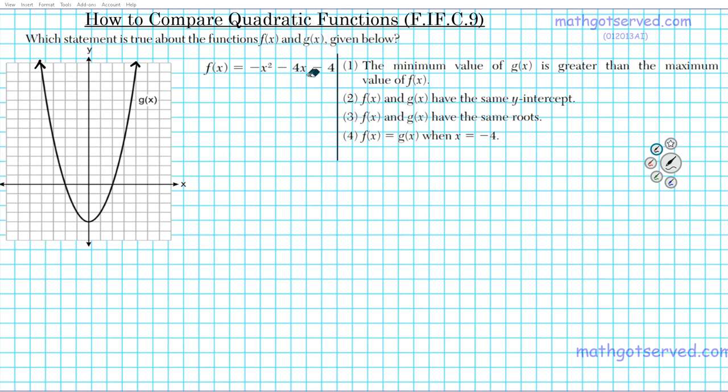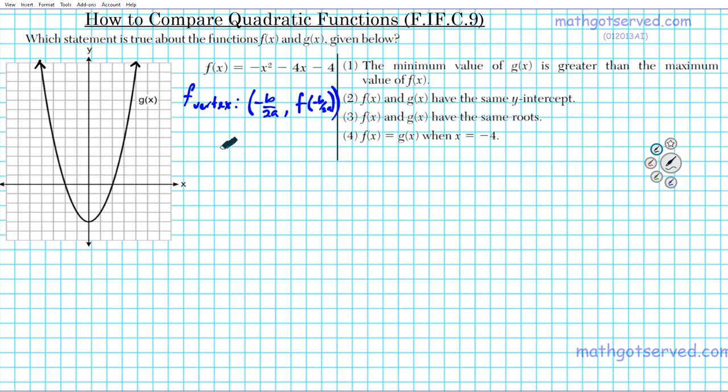To graph f of x, we basically just need the vertex and then pick 2 points before and after, to the left and to the right of the vertex, and that should suffice. To find the vertex, the formula that we're going to be using is negative b over 2a for the x coordinate of the vertex, and f of negative b over 2a for the y coordinate of the vertex.